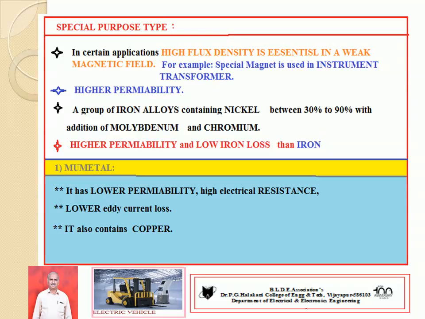Then certain alloys. If a question comes on discussing the different magnetic materials, you can go for some materials. Under that, first one, mu metal. It has a high permeability and high electric resistance. This also exhibits lower eddy current loss. It also contains some copper.